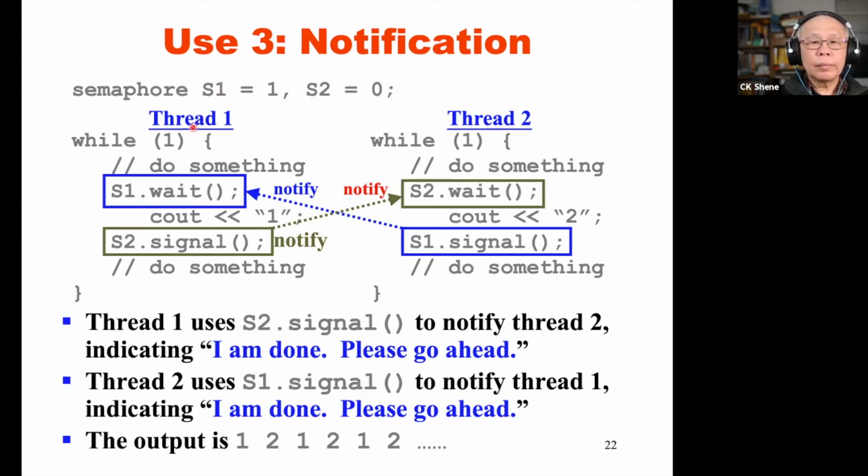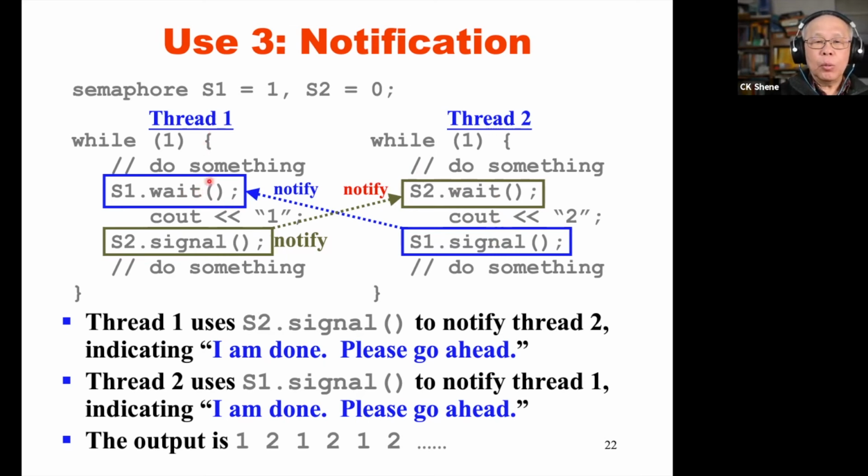Thread 1 initially waits on semaphore S1 and prints 1. Then it signals semaphore S2, and it loops back to wait again. So thread 1 simply repeatedly executes wait for S1. When it can pass through, it prints 1 and then signals thread 2 and comes back to wait for S1. For thread 2, it waits for S2. When it can get through, it prints out 2 and then signals.